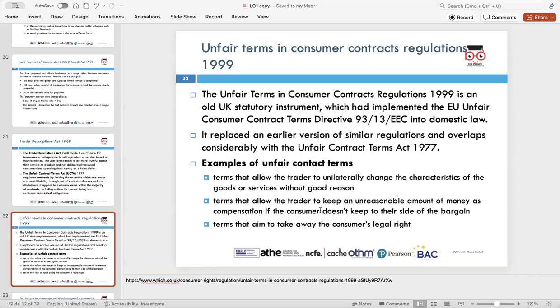Terms that allow the trader to keep an unreasonable amount of money as compensation if the consumer doesn't keep to their side of the bargain. Terms that aim to take away the consumer's legal rights.